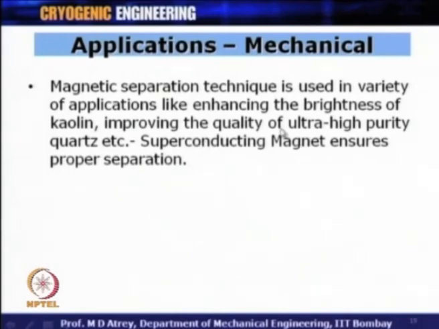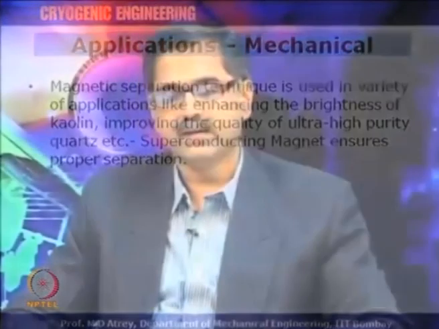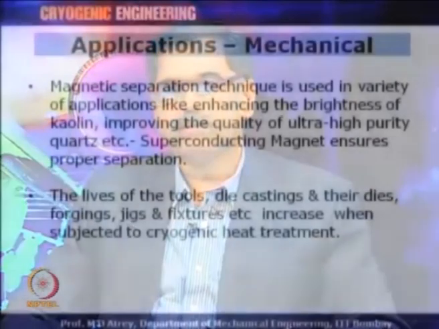This is a very widely used technique. Superconducting magnets are meant for magnetic separation. They are very big magnets through which the kaolin passes and it comes out without these metals at the other end. Similarly, cryogenic heat treatment is given to a lot of metals.